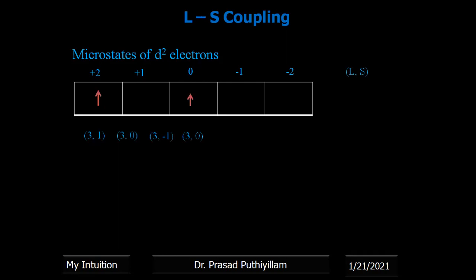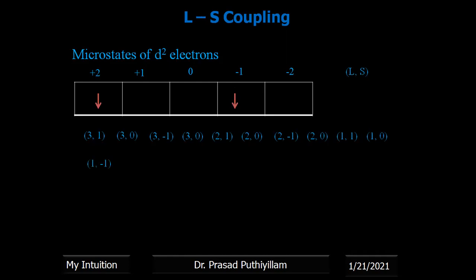For another arrangement, it will be 2 1, 2 0. Next arrangement, 2 minus 1, that is 2 0. Then 1 1. 1 1 means plus 2 plus minus 1. Therefore, it is 1, and spin values plus half and plus half, it becomes 1. Therefore, 1 1. Likewise, it is 1 0. So total, I think 10 microstates we got now.